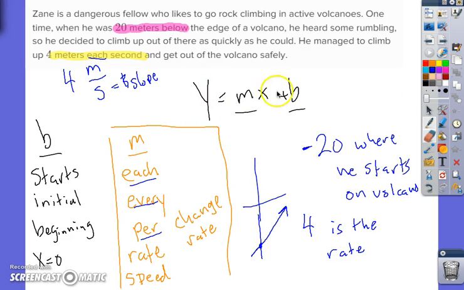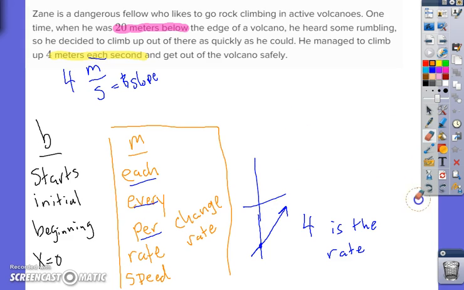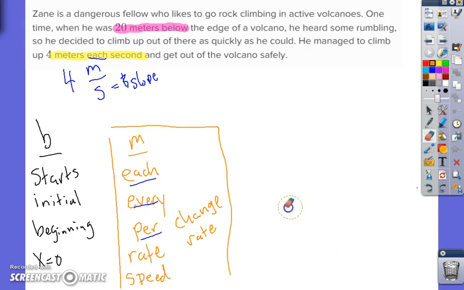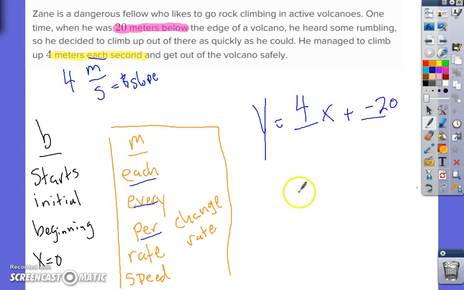Okay, so let me erase some of this stuff at least. And first I can construct the equation y equals blank times x plus blank. The intercept we decided was negative 20 because he starts off 20 meters below. And then the slope was 4 because that's the rate at which he climbs the mountain. And then we talked about what the graph would look like. It would start down here at negative 20, and it would increase by 4 meters every second as he climbed up the mountain. So let's go ahead and answer the question.